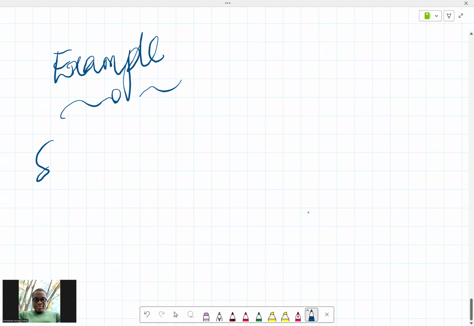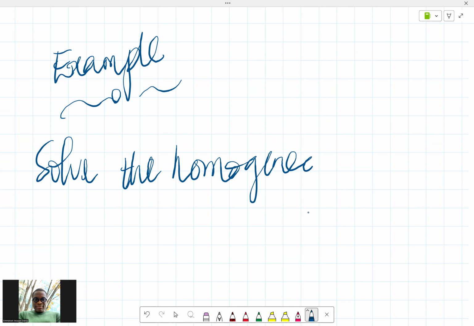We just solve a simple homogeneous equation and leave it there. Of course, you already know the other ways to go. You already know variation of parameters, so you just use the same thing. So, solve the homogeneous equation.